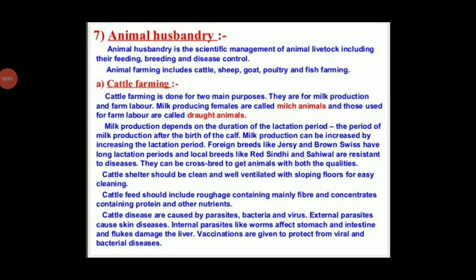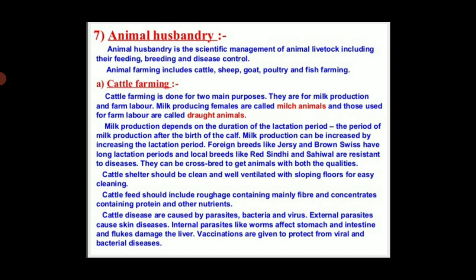Good afternoon, students. The next topic in the improvement of food is animal husbandry. Animal husbandry is the scientific management of animal livestock, including their feeding, breeding, and disease control. Animal farming includes cattle, sheep, goat, poultry, and fish farming.